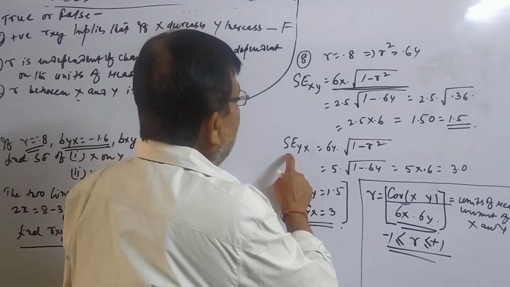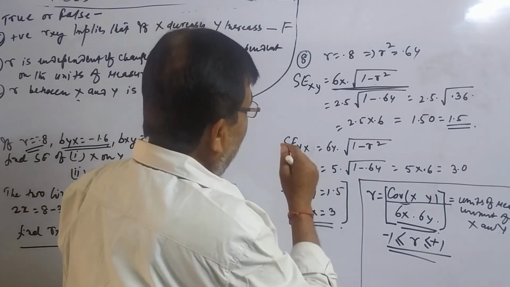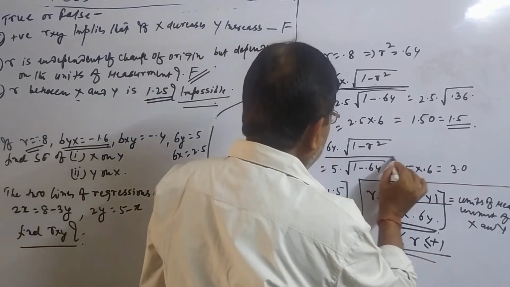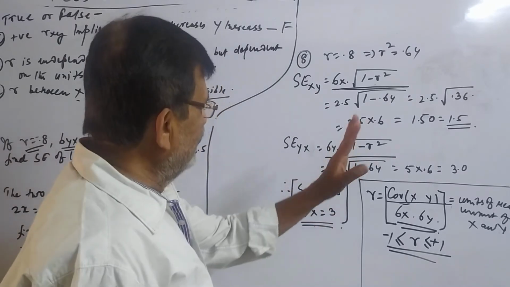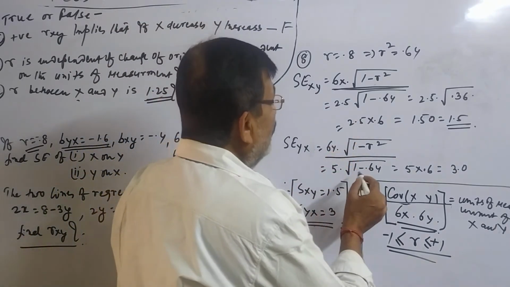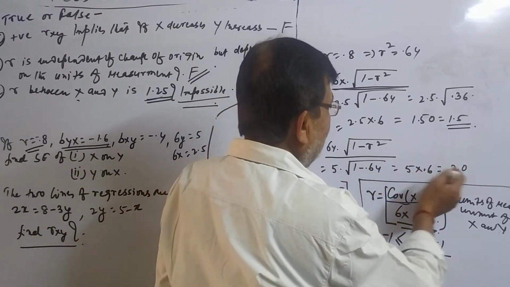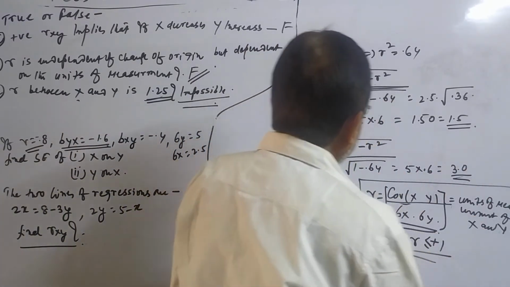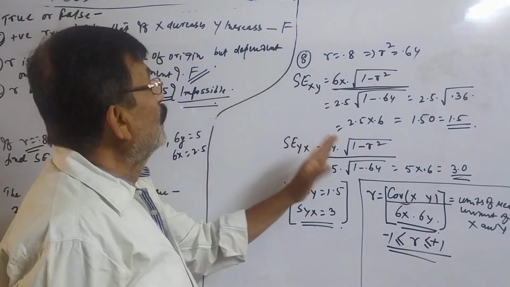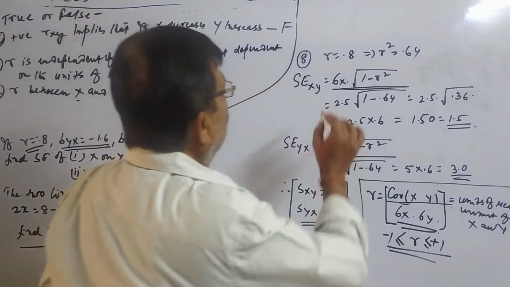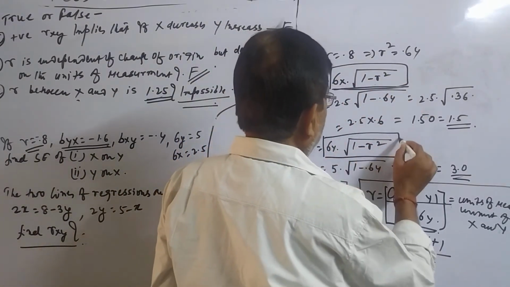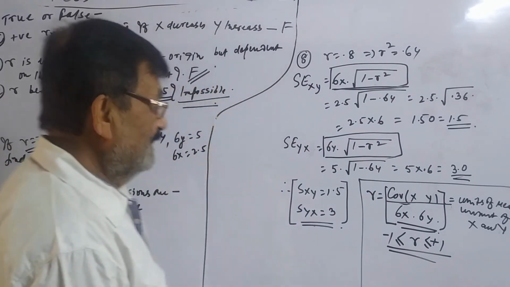Now, the standard error of y on x. The formula is the standard deviation of y into under root 1 minus r square. So the standard deviation of y is already given as 5, so 5 into 0.6, so it is 3. This is how we calculate the standard error of x on y or y on x. So this formula has to be memorized. This formula would be used for finding the standard error of the estimates.